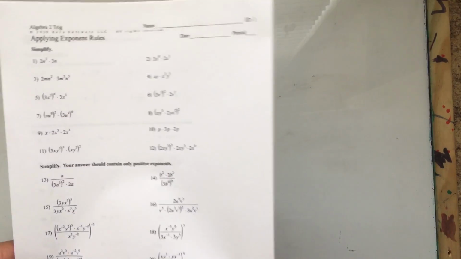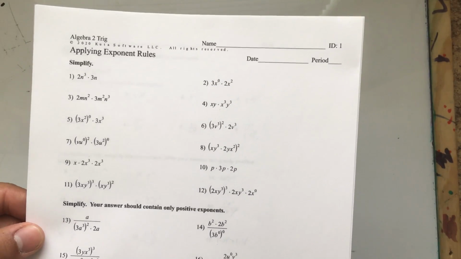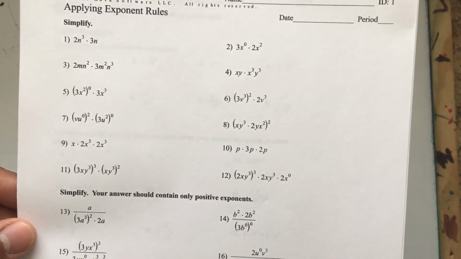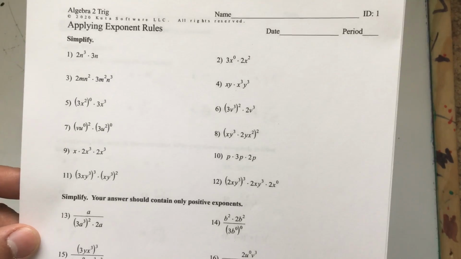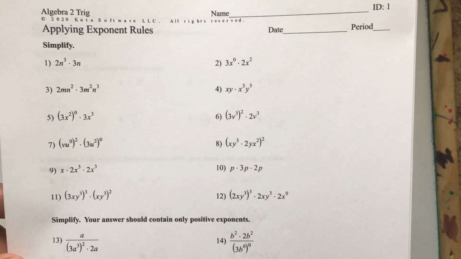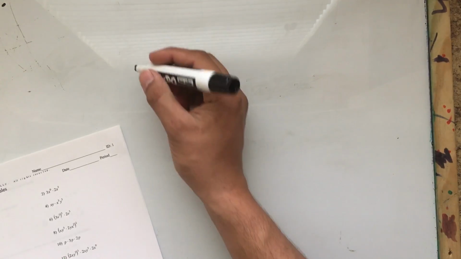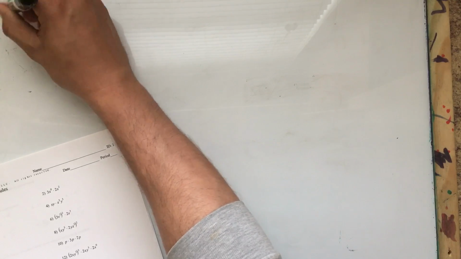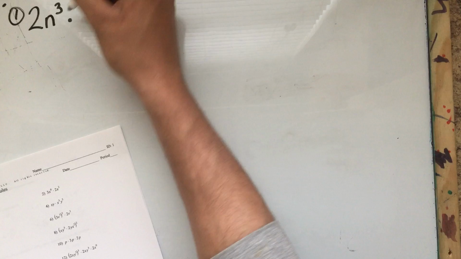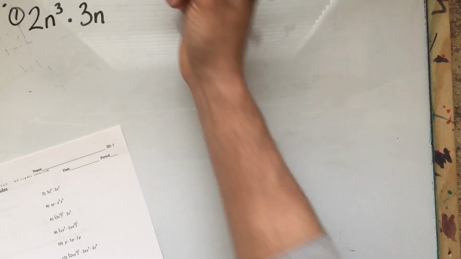Okay, so this is the worksheet that is assigned to you, and we're going to work on some of these rules. So I'm going to pick some random problems from here, and we're going to be talking about the rules that apply for rule of exponents. Okay, so starting on the first one, the first one is 2n to the third times 3n.